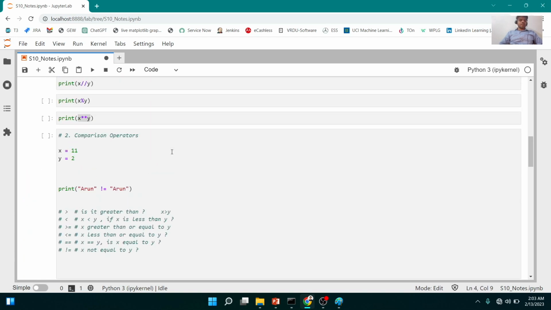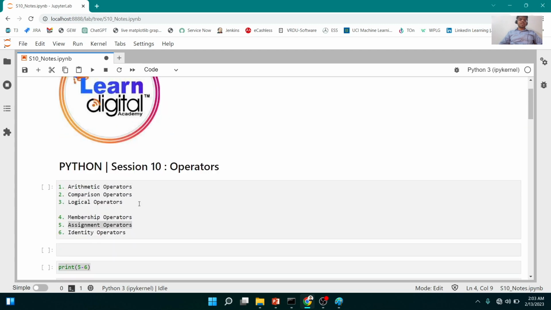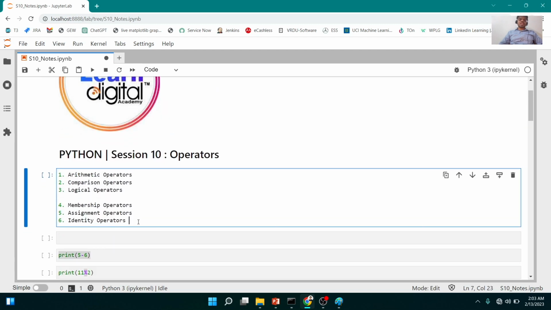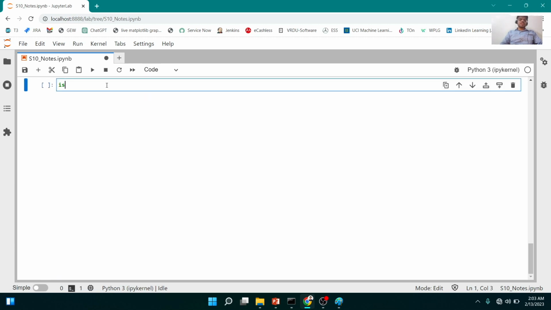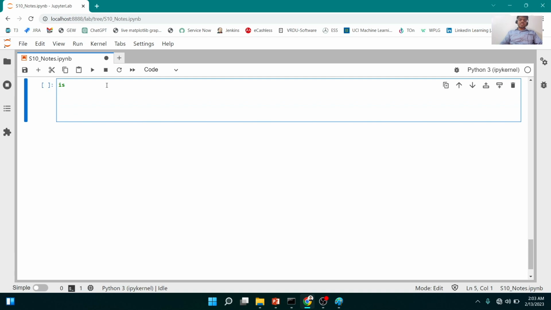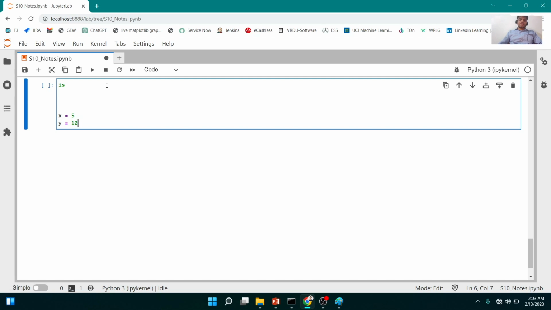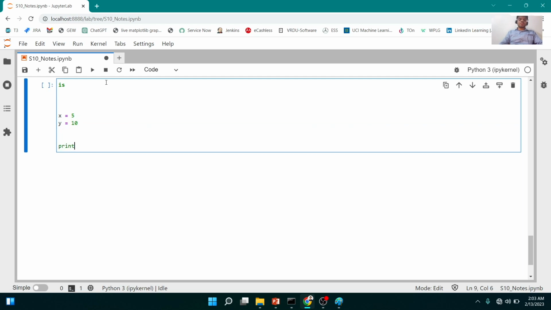All right. Now let's see what the pending operators are. There is something called identity operators. The identity operator is nothing but a single keyword called is. If I create x equals 5 and y equals 10, is only checks if they are pointing to the same location. So x is y. Obviously they are two different variables and they have different memory addresses in your laptop.